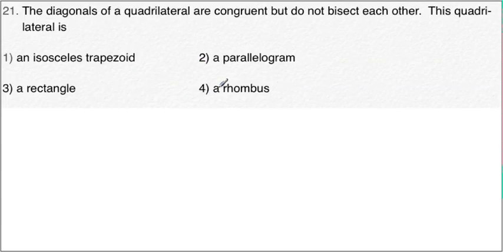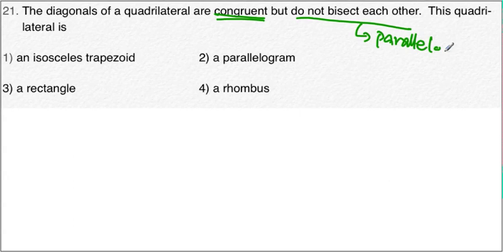Number 21, diagonals of the quadrilaterals are congruent. Now, what does that mean? That means we have 2 things, rectangles or isosceles trapezoids, but they do not bisect each other. Bisecting each other is a property of a parallelogram, which is the case for the rectangle. But since they are not bisecting each other, this must be a trapezoid.